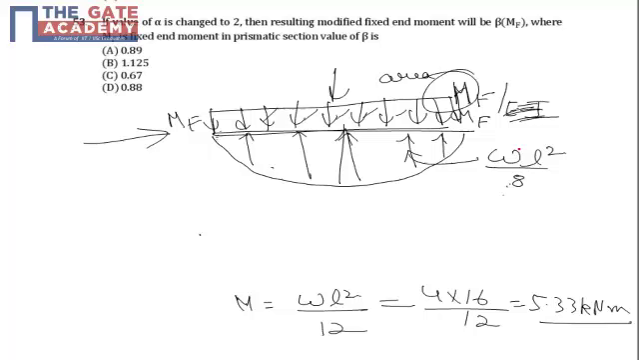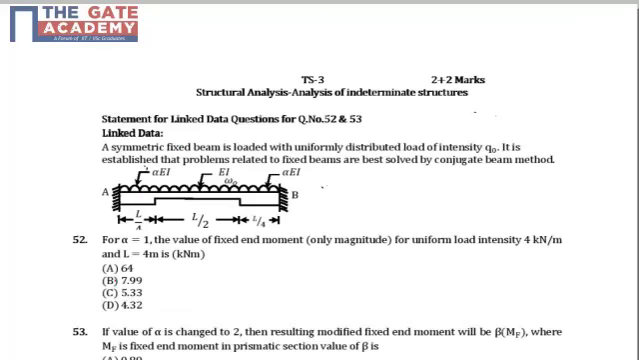And as you know, if a uniformly distributed load is acting on a fixed beam, then the moments generated at the ends are minus WL square by 12, where the minus stands for hogging moments. So it comes out as, magnitude wise, 5.33 kilonewton meter. So the correct choice for this question is option C.